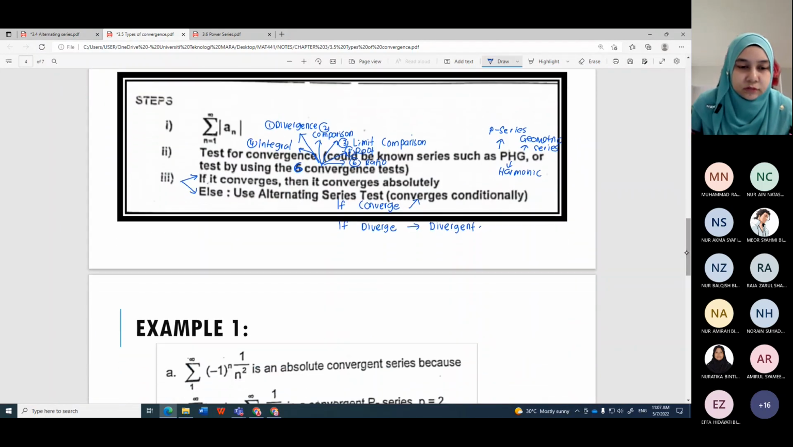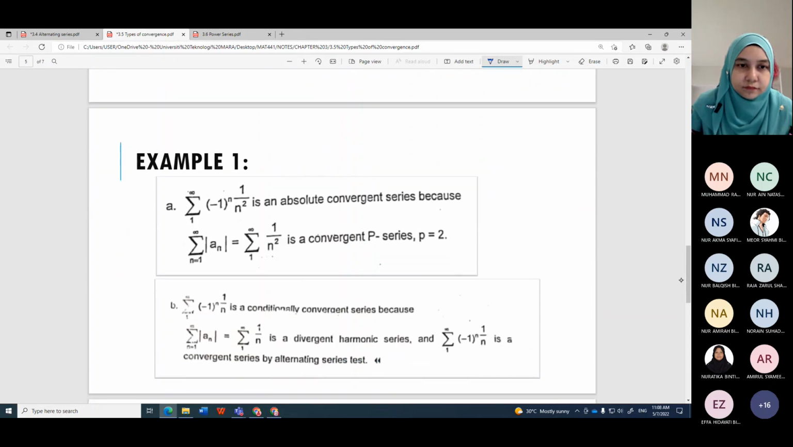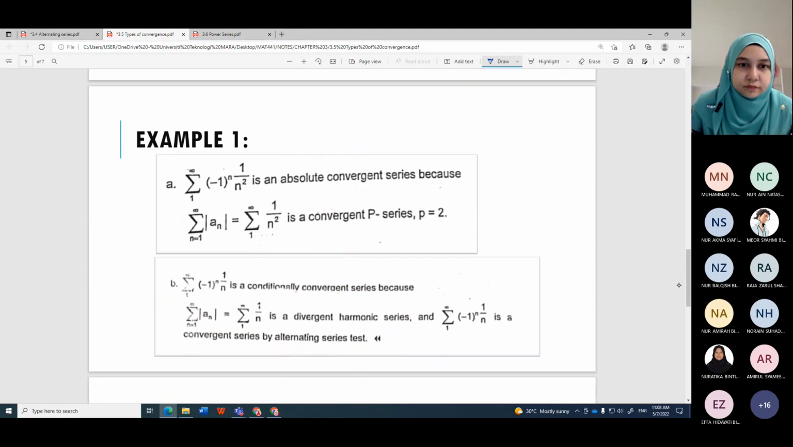Okay, so look at example. Biasa soalan dia akan mention: determine if the following series is absolutely convergent, conditionally convergent or divergent. So kat sini you all tahu this series is alternating series. So maksudnya untuk tahu yang 3 types tu kita perlu test AST dulu. Untuk tahu absolute ni, kita perlu guna theorem yang tadi tu.